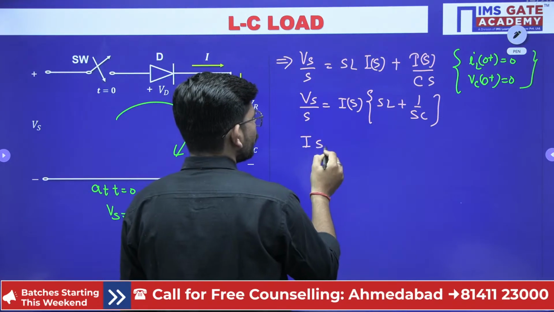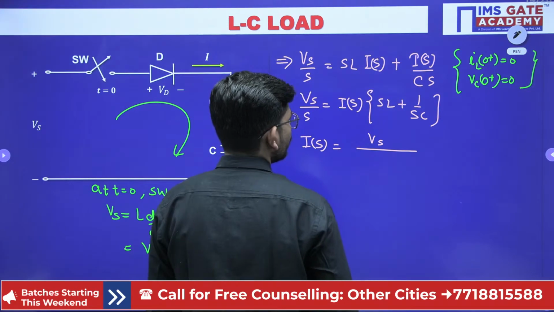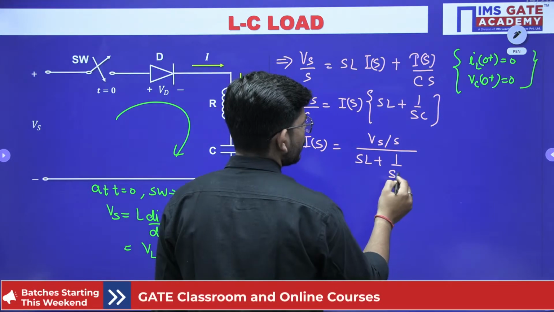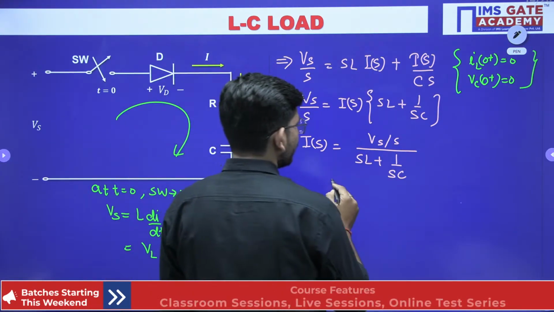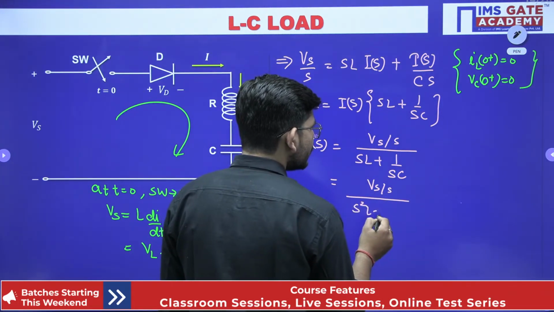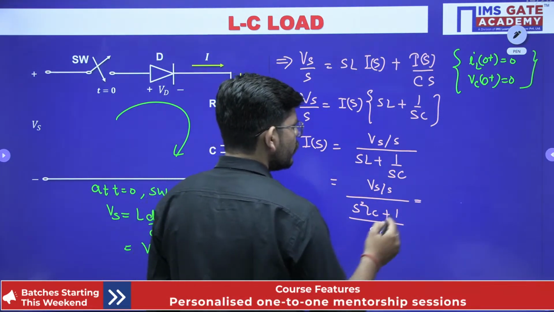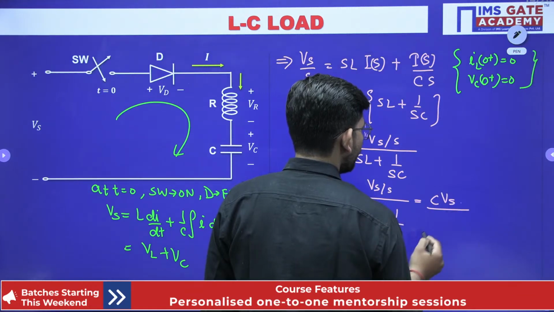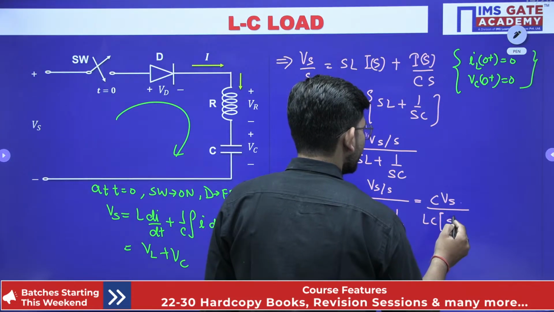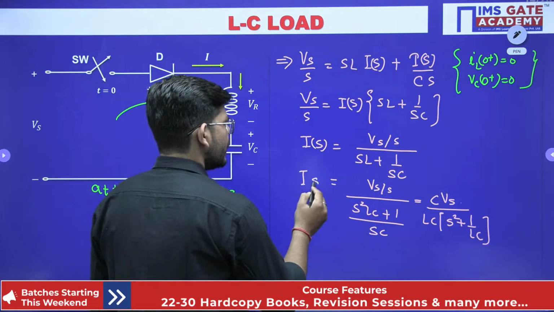Now what will be the value of IS? This is going to be VS upon SL plus 1 upon SC. This is what we are going to have here. Further solving this, we get S square LC plus 1 upon SC, which will reduce to CVS upon LC times S square plus 1 upon LC. So this is my expression for IS.